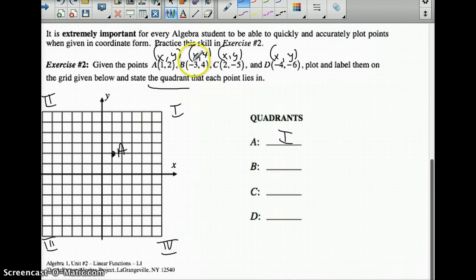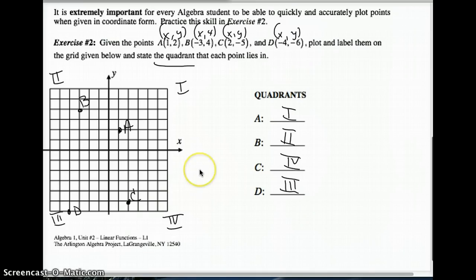Okay, next one, B, negative 3, 4. The x is negative 3: 1, 2, 3. And the y coordinate is positive 4: 1, 2, 3, 4. So that's B. At this point, hit pause and do C and D, please. Okay, so you want to check your answers there for C and D and check your quadrants and make sure that's all good. And let's keep moving.